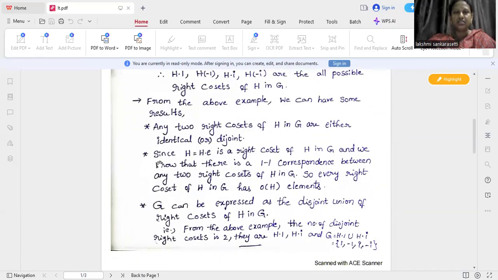The other result is, since H is equal to H·e with the identity element, we can write the representation as He. He is again H, which can be considered as a right coset of H in G. And we know from the previous results that there is a one-to-one correspondence between any two right cosets of H in G. So here we have a property that every right coset of H in G has order of H number of elements. That means H·e is one right coset, and all other remaining right cosets have the same number of elements as H because of the one-to-one correspondence.